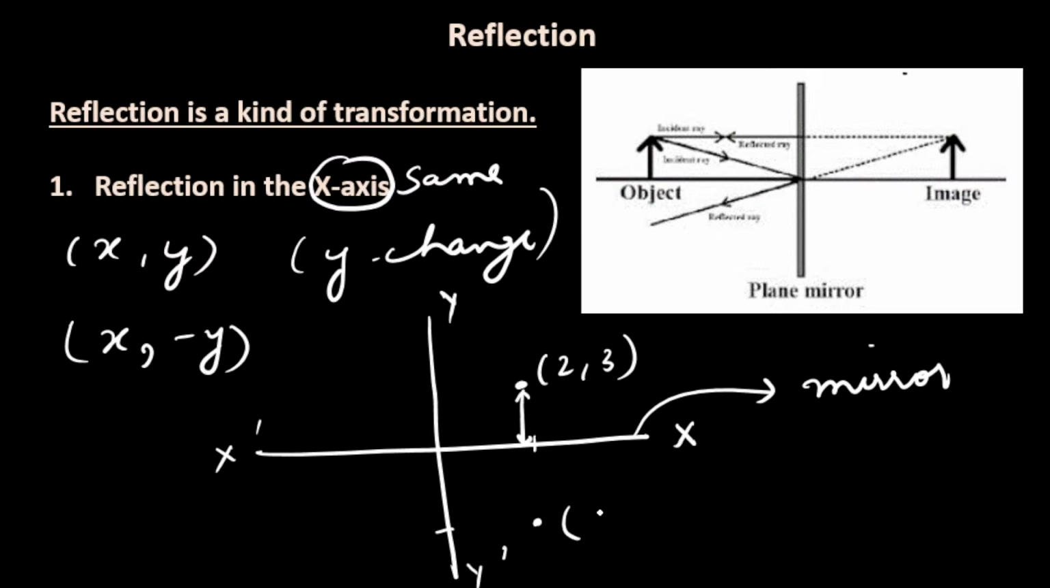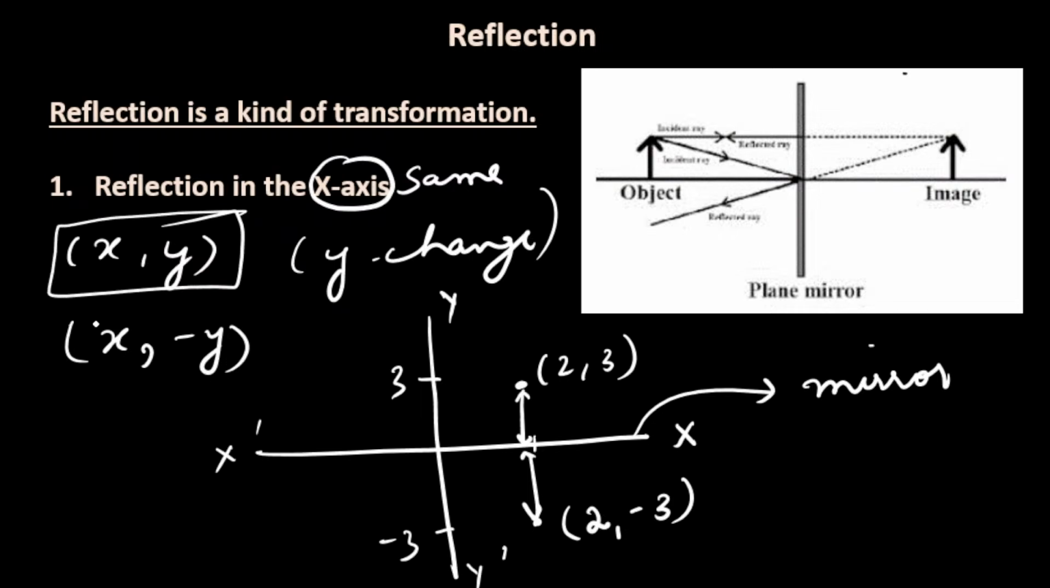So y will change like I have told you. x will remain the same and y will become minus 3, because 3 is there at this point, it will be negative 3. But in an easy way you can remember, only the y point will change. I have just explained this concept. So if reflection is happening through the x-axis, x will remain the same and y will change.